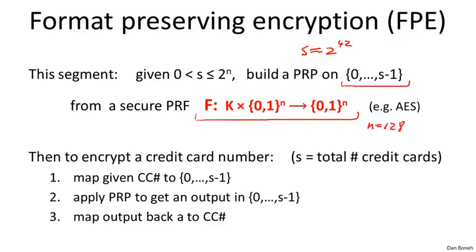Well, once we had such a construction, we can easily use it to encrypt credit card numbers. What we would do is take a given credit card number, encode it such that now it's represented as a number between 0 and the total number of credit card numbers. Then we would apply our PRP to encrypt this number, using construction number 2 from the deterministic encryption segment. And then we would map the final number back to look like a regular valid credit card number, and then send this along the way.